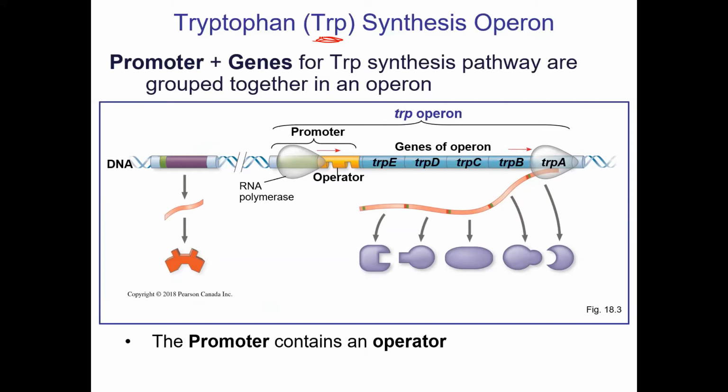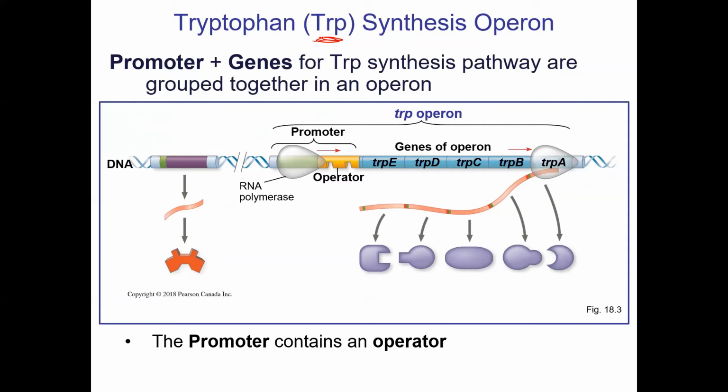And there's that operator. Like I said, it's a chunk on the promoter where some sort of regulatory protein can bind. So the default position for this operon is on. What do I mean by that? I mean that these genes are just on all the time, because of course a cell wants to make tryptophan. It's an important amino acid.